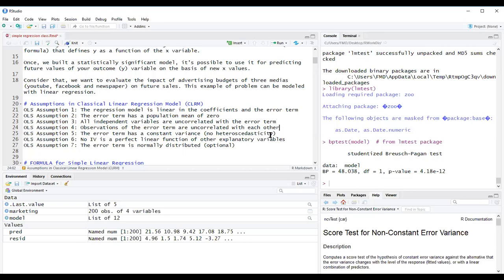Number 5, the error terms have a constant variance, which means that there should be no heteroskedasticity. This will be seen when we plot your error terms.